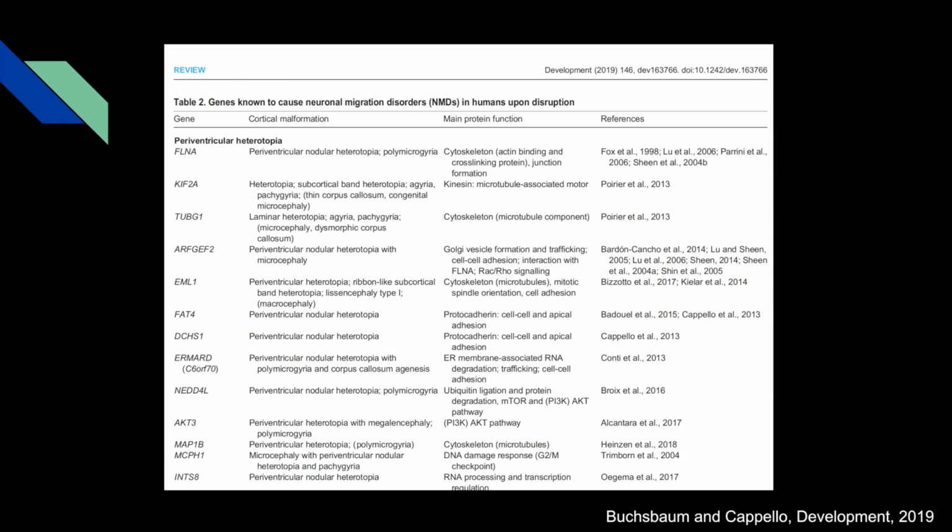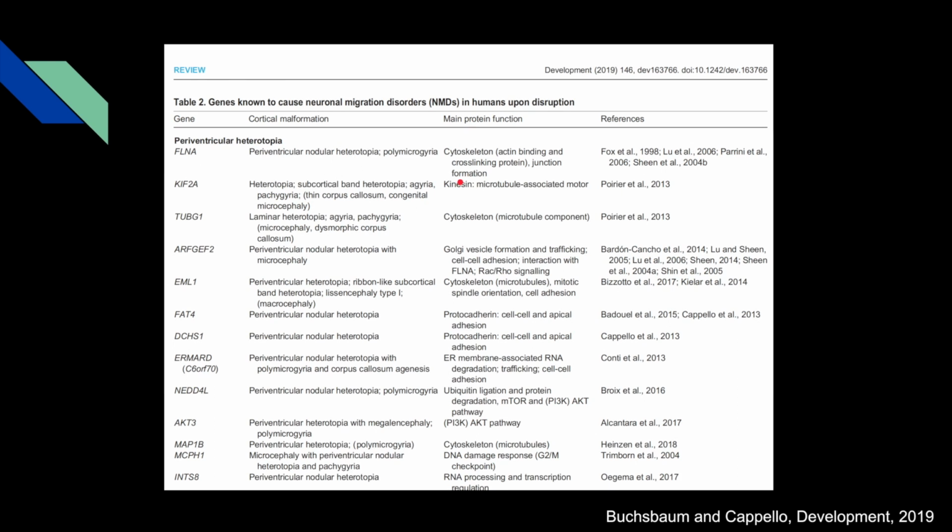This is a more recent paper in the journal Development that really highlights some of the current knowledge of different mutations that can cause periventricular nodular heterotopias and other migrational disorders, as we'll see as we cover the other ones. Here's Filamin A, the classic gene involved in this disorder, but of course there are many genes that have now been implicated in this disorder. So the literature is always changing.